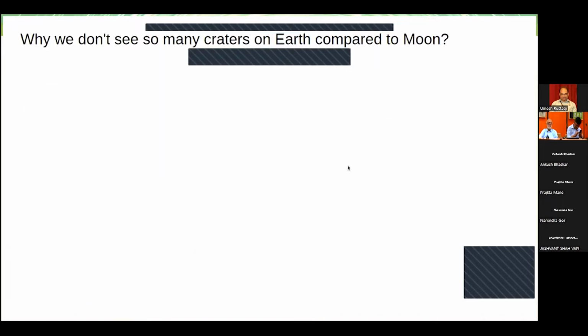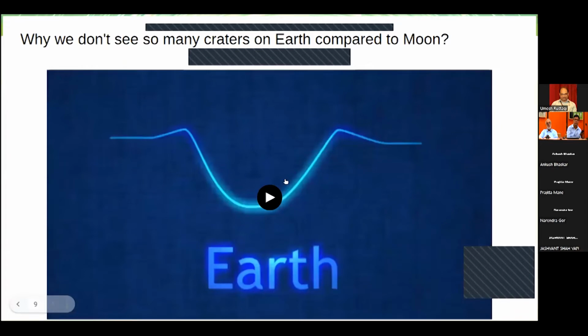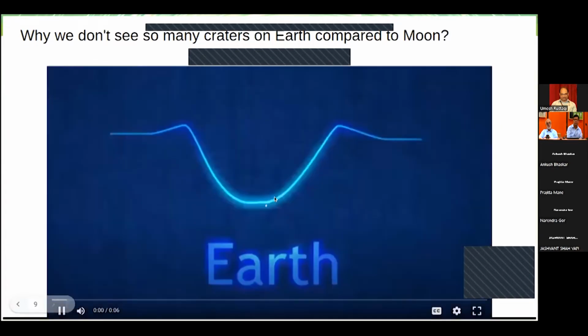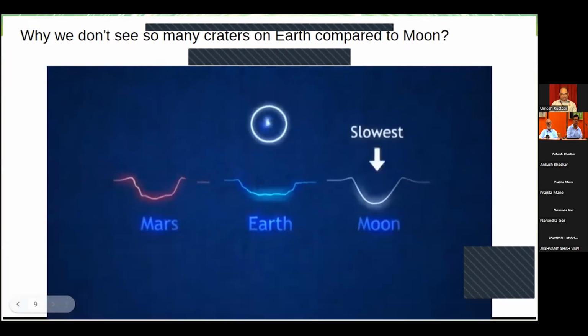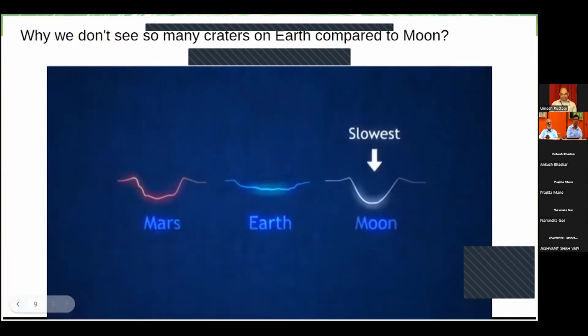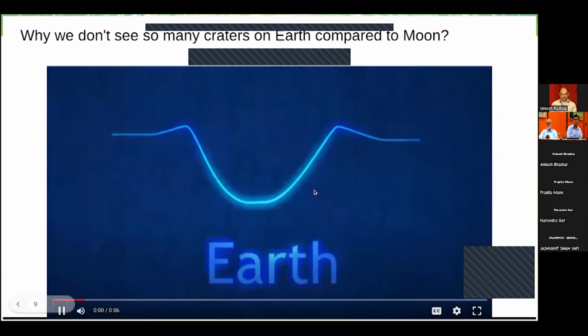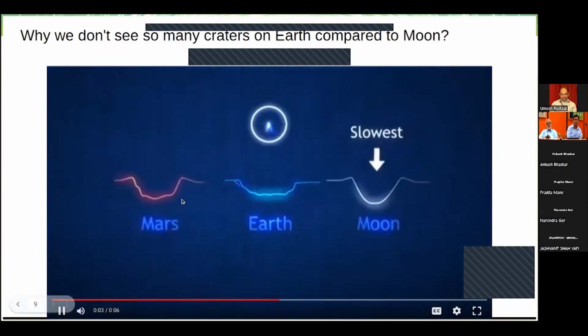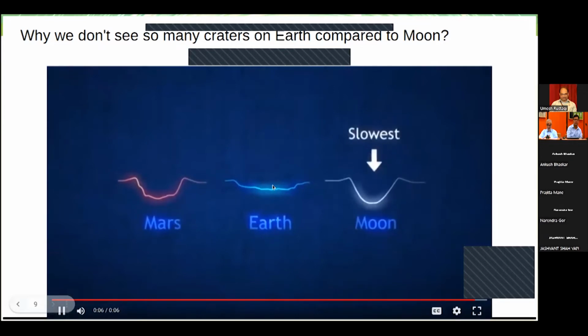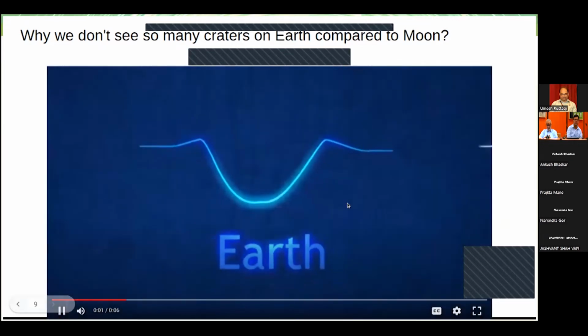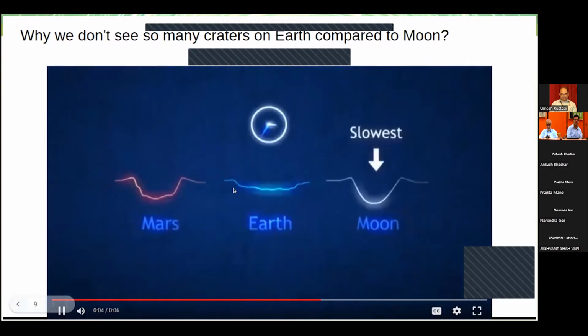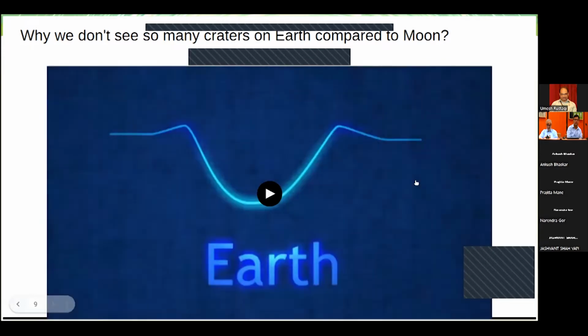So why don't we see these craters on the Earth? As I said, this is a simple animation which will depict what happens. So this is Mars, Earth, and Moon, and look at the scenario. Because of weathering, when a crater forms, this depression gets filled with soil because of water and airflow or winds. They fill this crater and it becomes almost flat compared to Mars or the Moon, and that's why craters are very difficult to identify on the Earth. It needs extra study, extra investigation to confirm whether they are of impact origin or not.